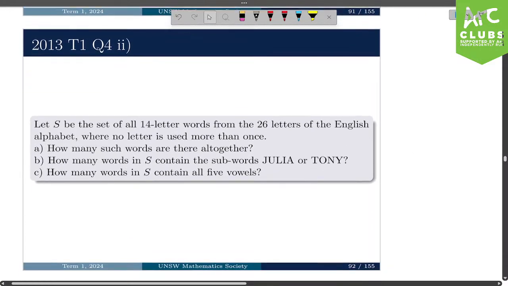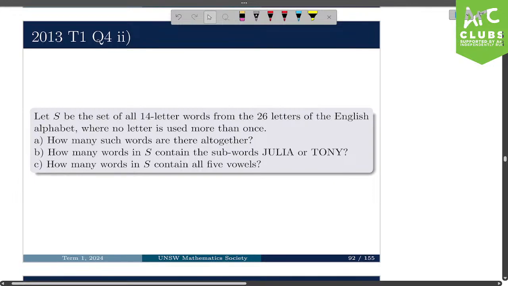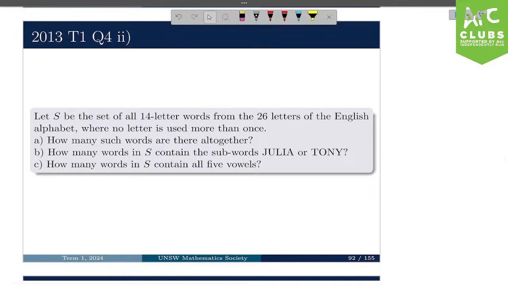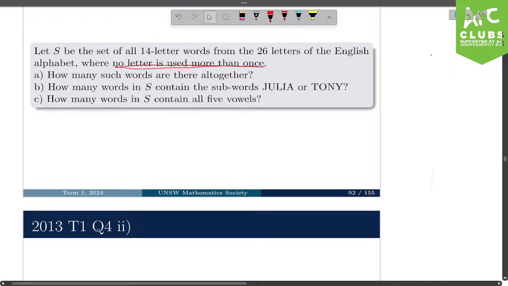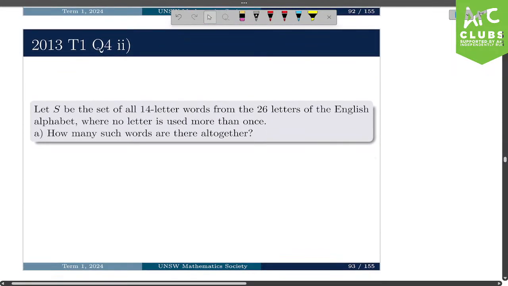And okay, so let's move towards more quote unquote traditional counting. So we'll look at 2013, term 1, question 4, part 2. So we have S be the set of all 14 letter words from the 26 letters of the English alphabet, where no letter is used more than once. So this condition is pretty important, where no letter is used more than once. We'll look at part A first. How many such words are there altogether?